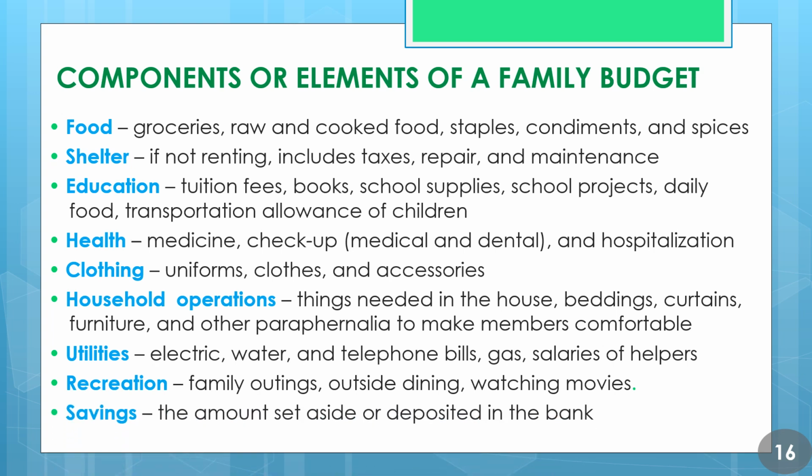Recreation. Provisions for social and recreational needs serve to balance work and play. A family that enjoys together stays together. Weekly outings, strolling in parks, picnics, going to movies, outside dining, visits to relatives, attending parties, and other social occasions are instances of keeping family members together through sharing and enjoying each other's company.